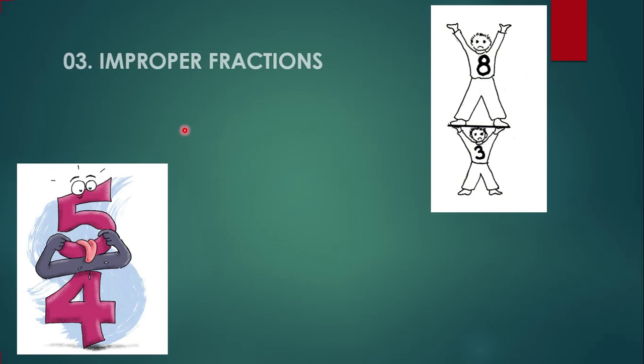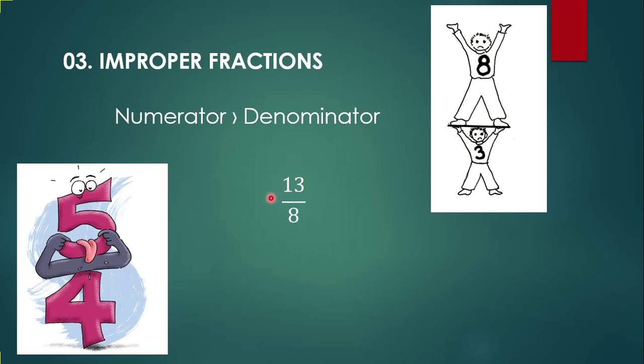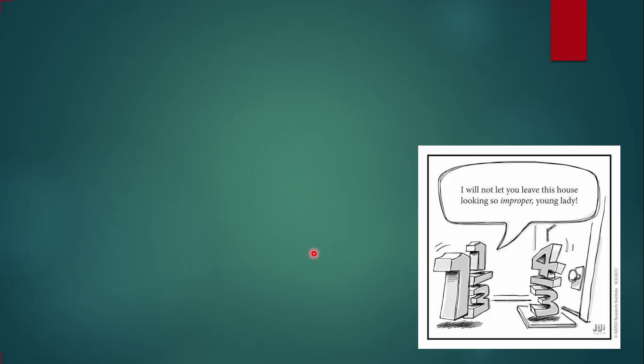The other type is the improper fractions. In here, as you can see, the numerator is larger or heavier, right? Here, the numerator is larger. These kinds of fractions are what we call the improper fractions. There, the numerator is larger than the denominator. For example, 13/8. The numerator is 13, the denominator is 8. The numerator is larger than the denominator. Therefore, this is an improper fraction.